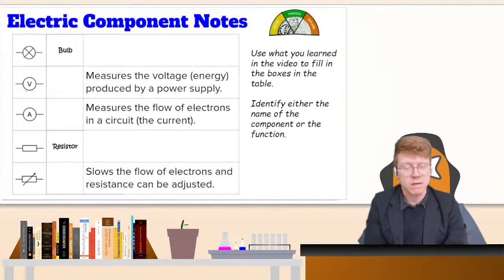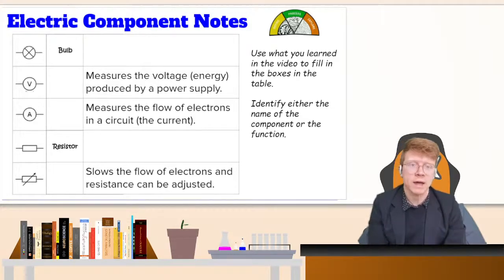Now, voltmeters measure voltage, which is how much energy there is going over a particular part of the circuit, right? Ammeters measure the flow, how rapidly, how quickly you've got that flow of electrons, right?